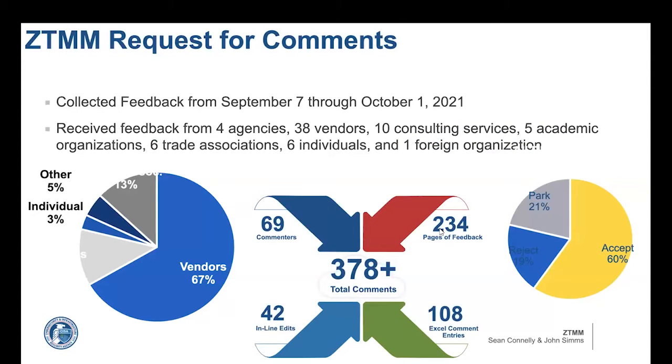So in October, when we received the input, October of '21, from the request for comments, we received just under 400 comments that really covered a wide variety of topics and areas within the zero trust maturity model. And I'll just note that if you look on the graphic on the left-hand side of the slide, you'll see that the vendor community really provided substantial input. The other areas were federal agencies. We had a couple of academic institutions as well as trade associations that provided feedback.